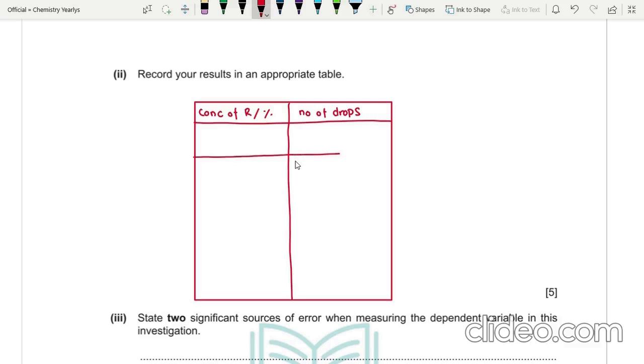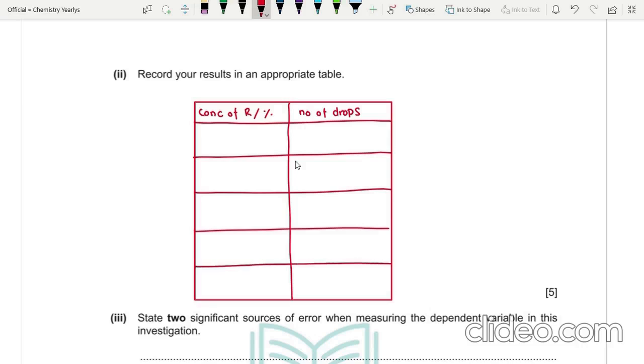This is going to be the first one, then the second one, then the third one, and then the fourth and fifth one. Let's write it in the ascending order. 0.625, then 0 not 0, it was 1.25 actually. So 1.25, then 2.5, then 5.0, and then 10.0. Let's assume that the 0.625 took the most number of drops as it has the lowest concentration, so more than 100.